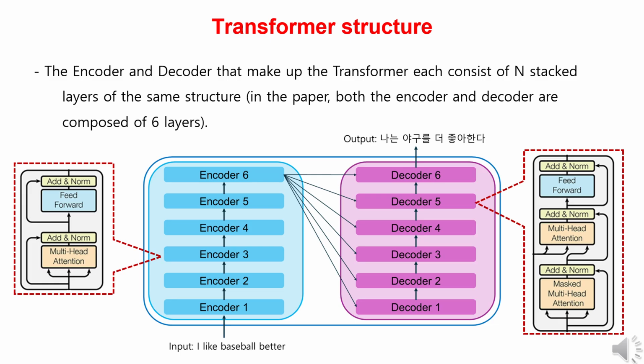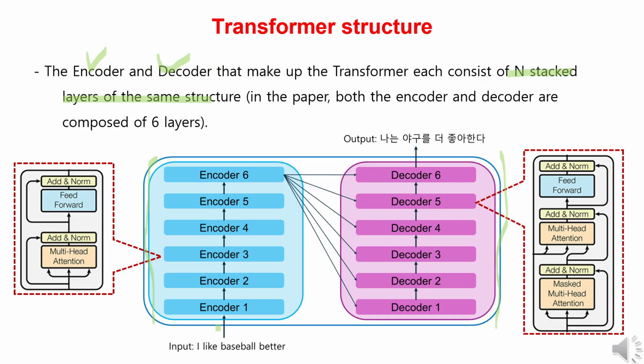In the previous slide, we looked at the overall structure of the transformer. Now, let's zoom in on the encoder and decoder in more detail. In the transformer, both the encoder and the decoder are built by stacking multiple layers that all share the same structure. In other words, a single encoder layer and a single decoder layer are repeated multiple times.